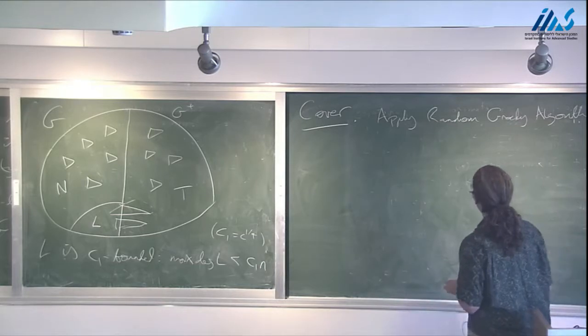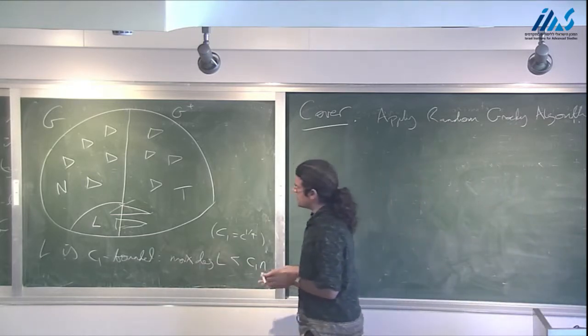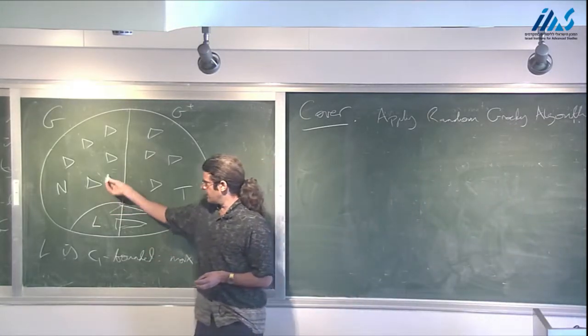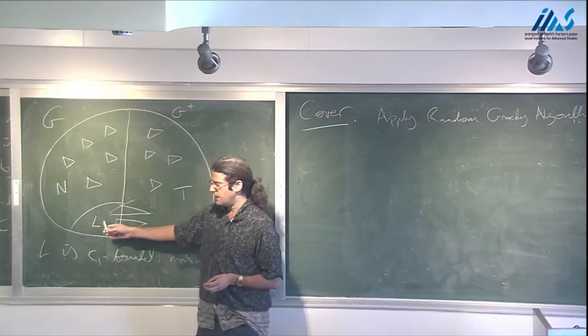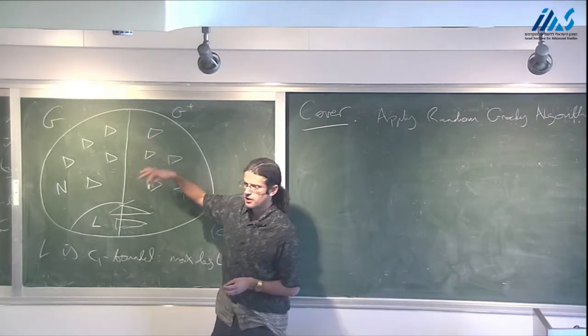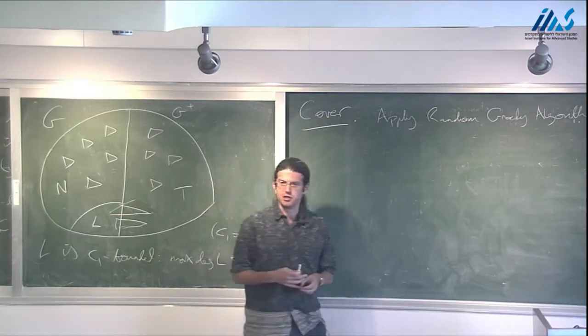Okay, so I'm going to apply a random greedy algorithm, but this is going to be an easier one because I'm not trying to cover almost everything. There's a lot of room here. I've got this small set of edges here, and I've got a large set of edges here which I can use to cover it. So this will be much easier to analyze.